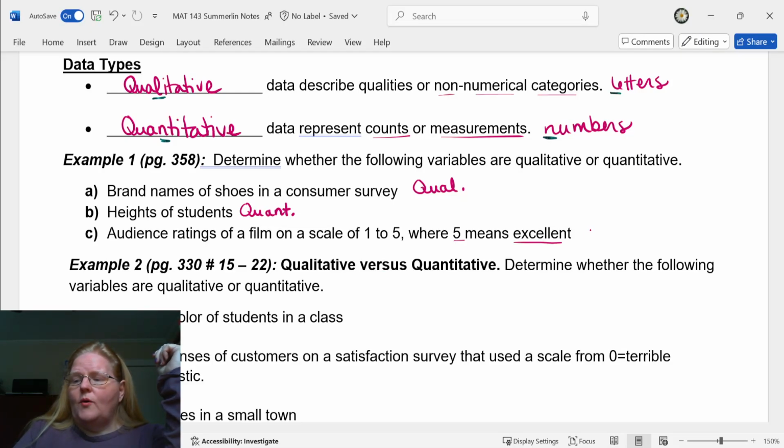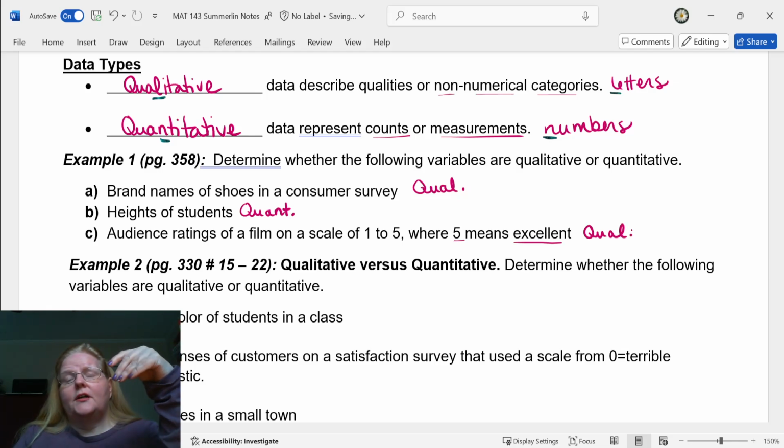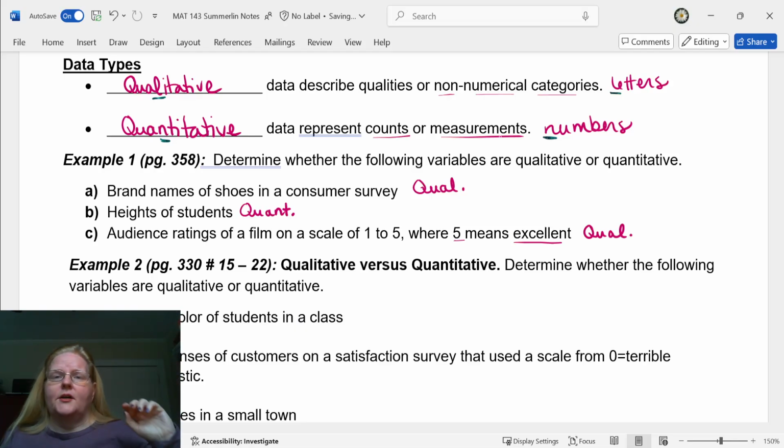So that's a qualitative. It's the only time a number ends up in the letter category is when it's in a scale from 1 to 5 and it tells you what the 1 to 5 means. It makes the 1 to 5 mean something with letters, because that really means you're really doing letters, not numbers. The numbers don't actually count anything. That's the ticket. The numbers aren't actually counting or measuring anything.